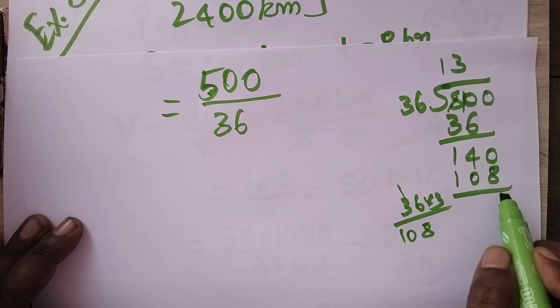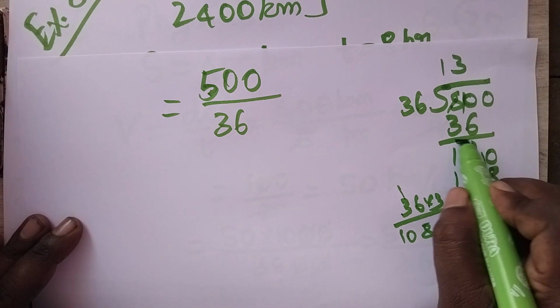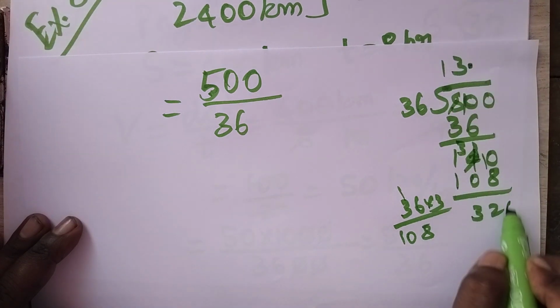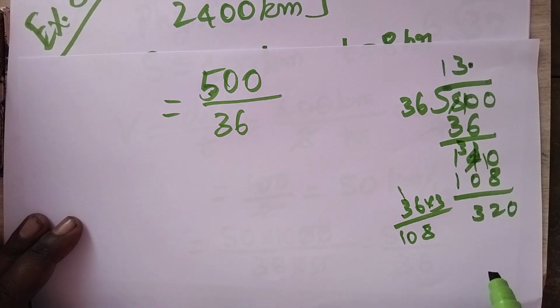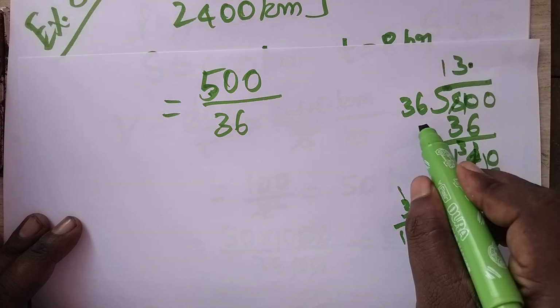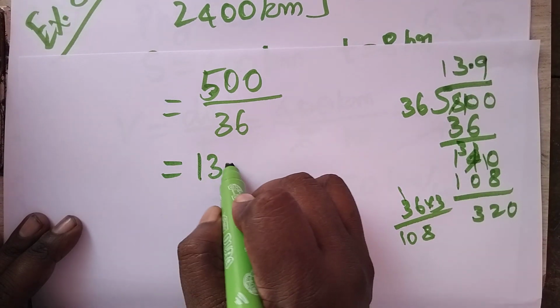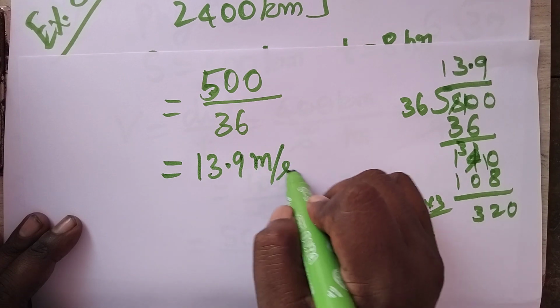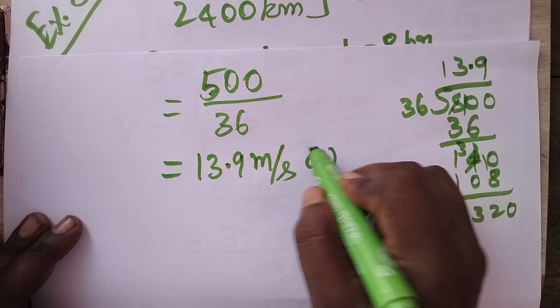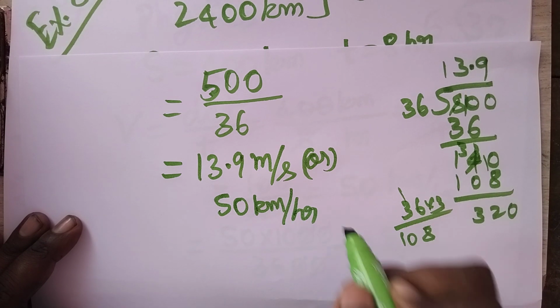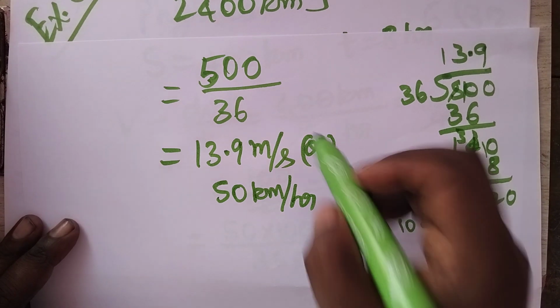Now the remainder is 32, and here you will get 320. Approximately the next number is 9 times, 36 into 9 will give some value. The answer is going to be 13.9 meter per second, or we can call it 50 kilometer per hour. Always try to give the answer in the SI unit. This is the correct answer.